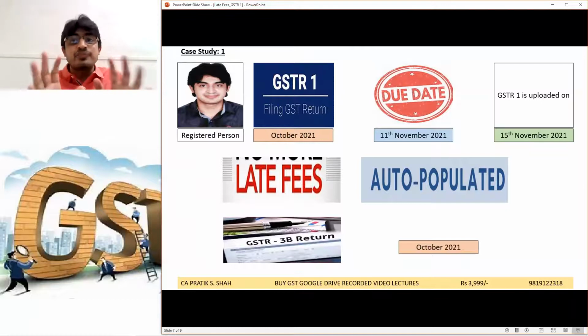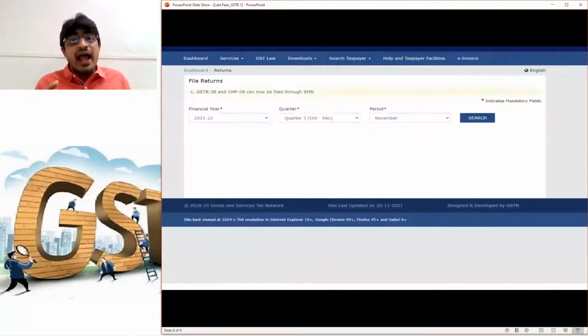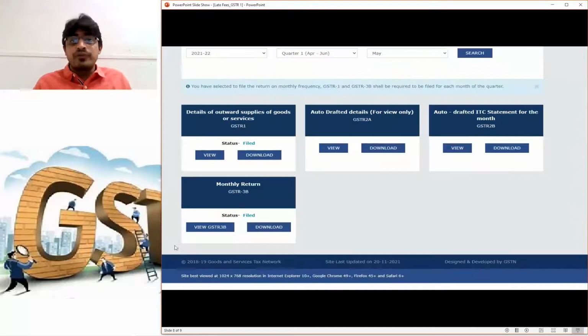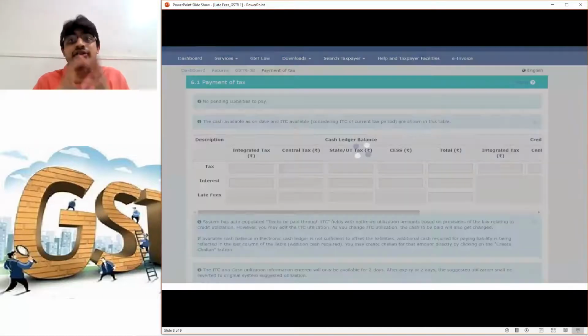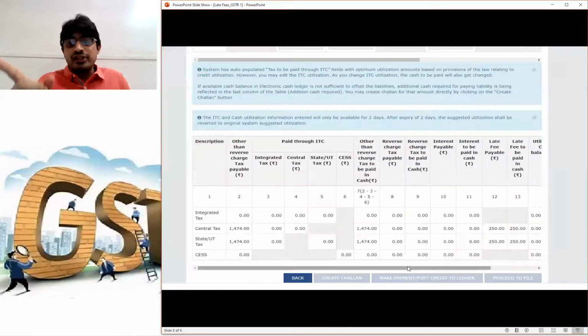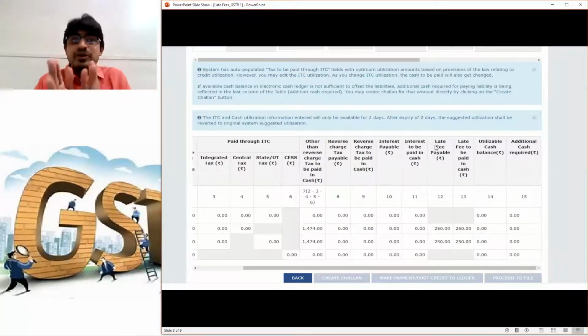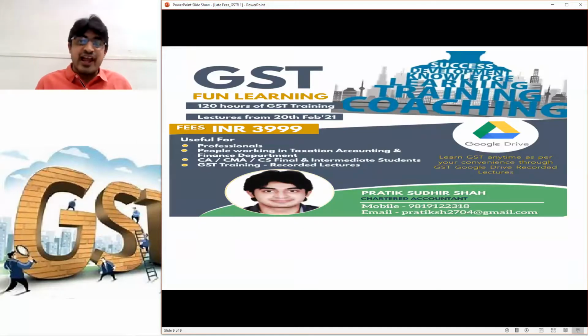So please, all the registered persons, I request all of you, if you have delayed in filing GSTR 1, then open your 3B this month. You will get the late fees auto-population. Maybe in this month or in a subsequent month, this is going to happen. So please do not delay in filing GSTR 1.